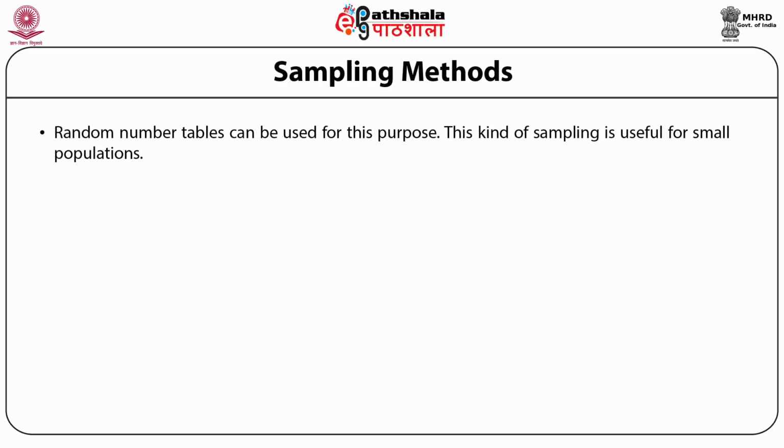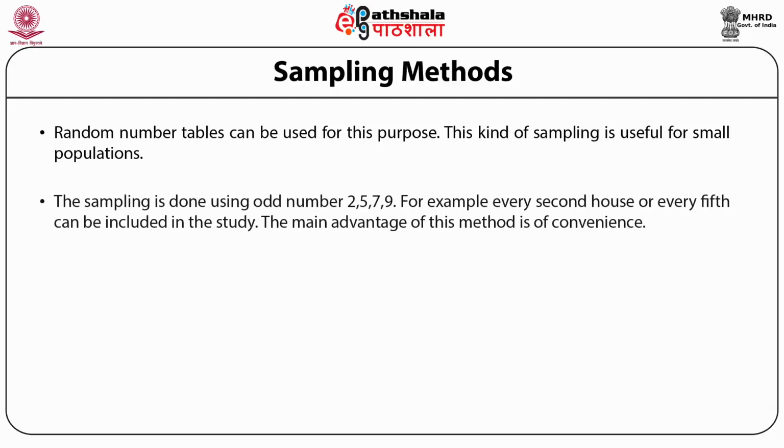Random number tables can be used for this purpose. This kind of sampling is useful for small populations. Whereas in systematic sampling, the units are arranged in a convenient sequence and what fraction of the sequence is to be recruited is decided. The sampling is done using numbers like 2, 5, 7, 9. For example, every second house or the fifth can be included in the study. The main advantage of this method is convenience.